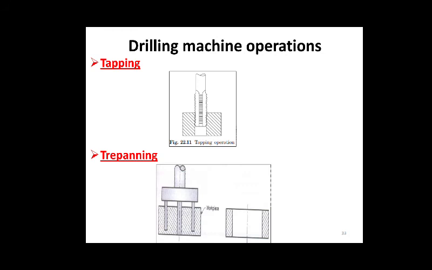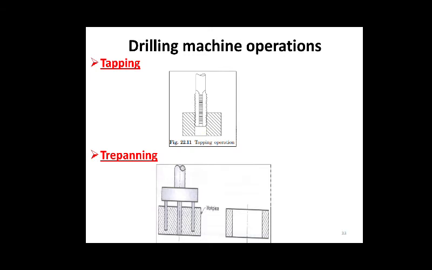Tapping is an operation of cutting internal threads by using a cutting tool called a tap. For tapping purposes, the machine should be equipped with a reversible motor or some other reversing mechanism. A tap is fed into an already drilled hole along the axial direction to produce internal threads.